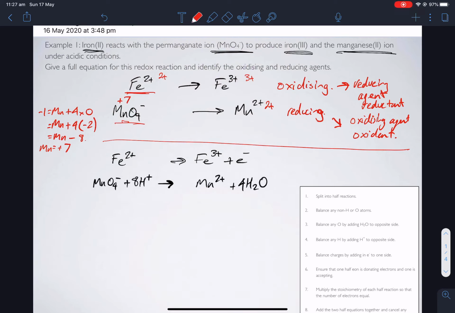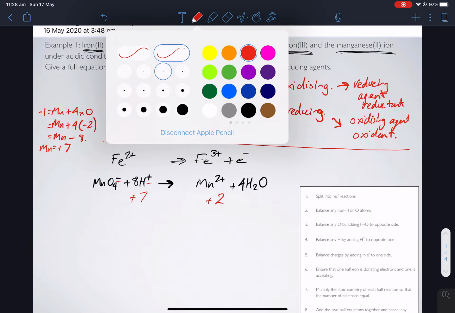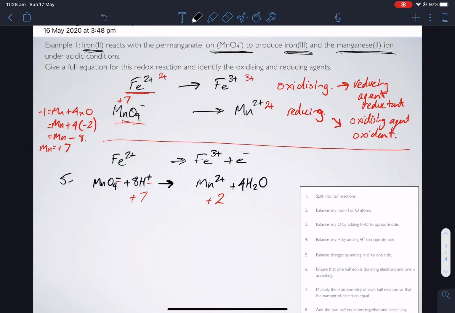On this left-hand side, I've got a -1 and a +8 because 8 H pluses, so that's +7. And on the right-hand side, water is neutral, manganese is 2 plus, so +2. I need to bring down the left-hand side to equal the right-hand side, so I'm going to need 5 electrons. 5 electrons will bring that down to +2. So I'm going to add 5 electrons to that side.